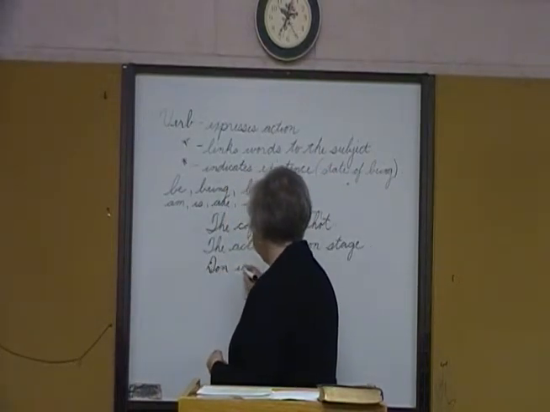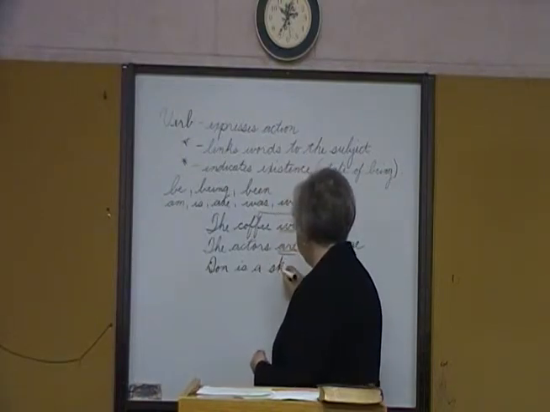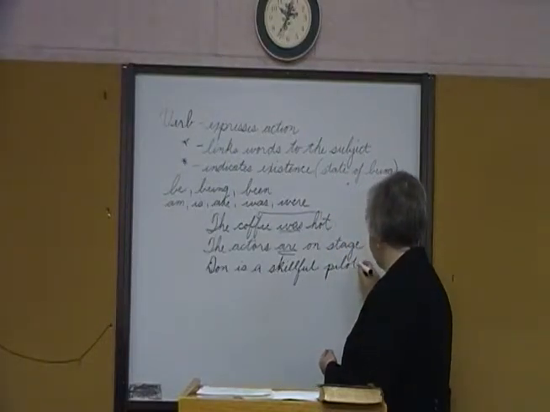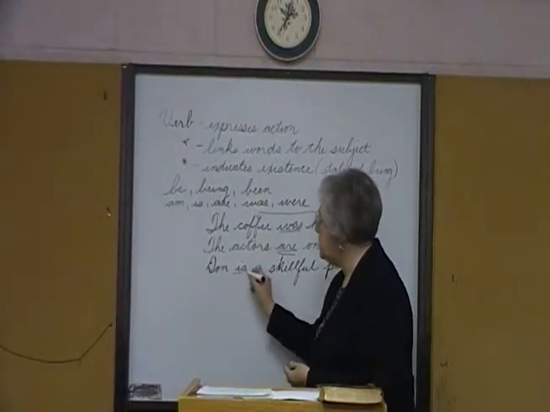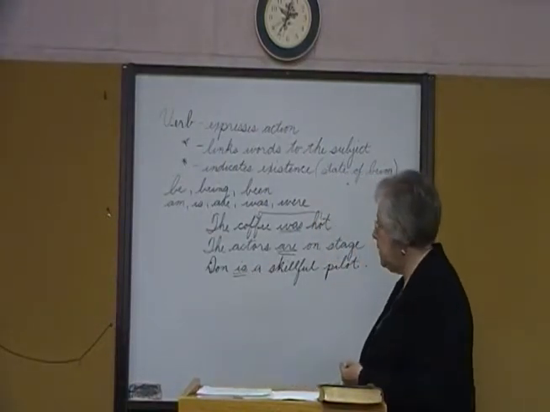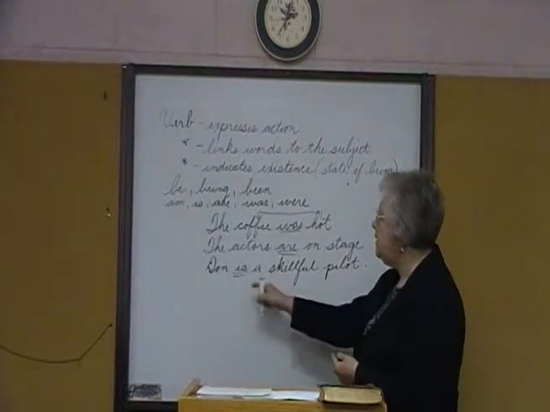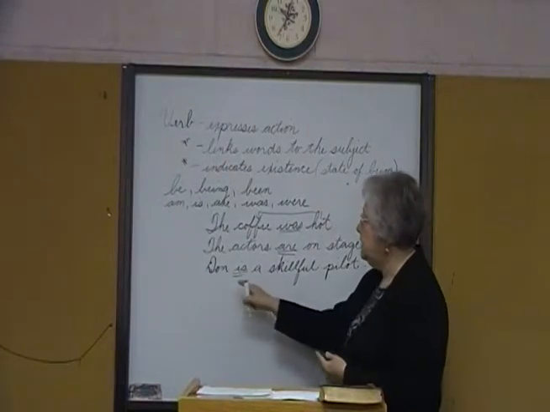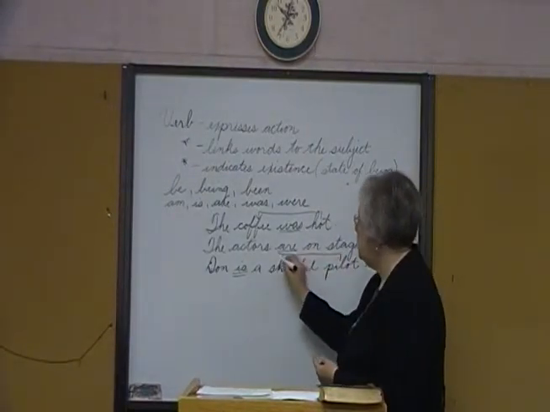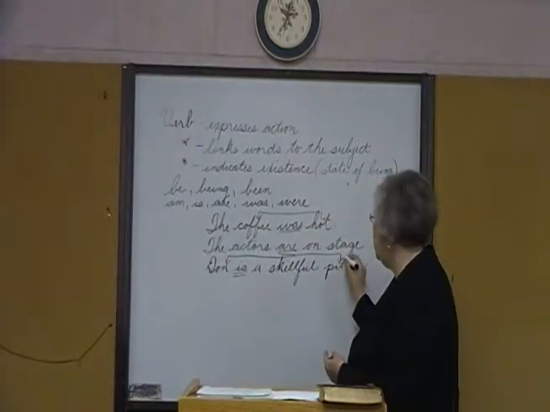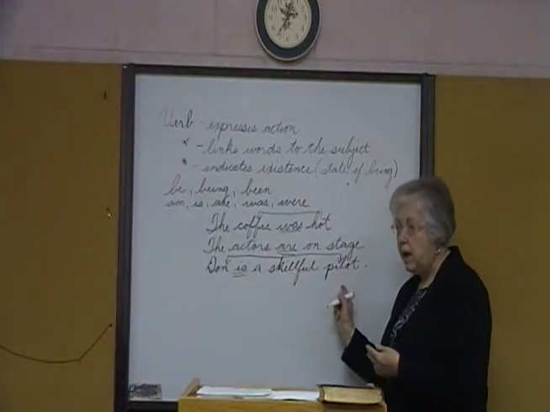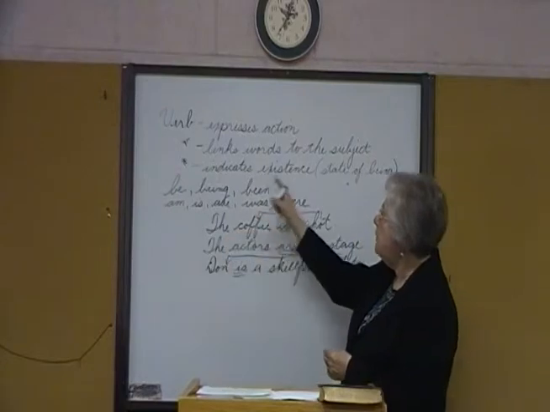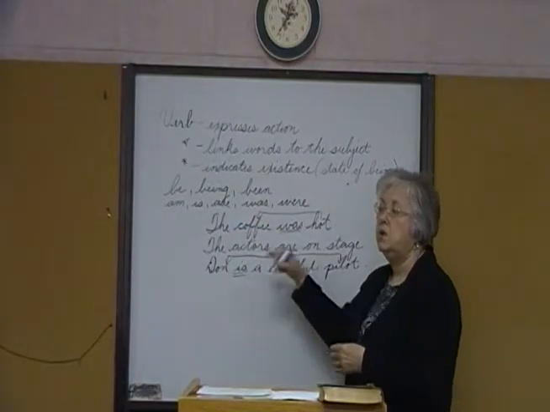Dawn is a skillful pilot. Is a little word, but it is a linking verb. Dawn is a skillful pilot. In this example, can you figure out what it's linking this time? It's linking pilot to Dawn. In a sense, it's identifying who Dawn is. Dawn and pilot are the same person. So is a form of be, a linking verb that links words to the subject.